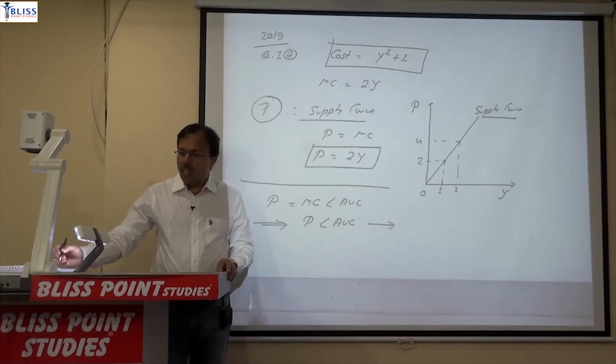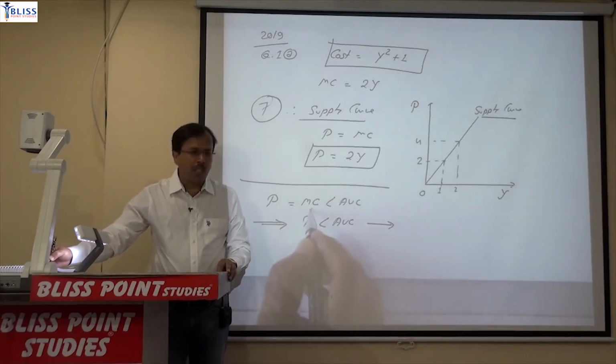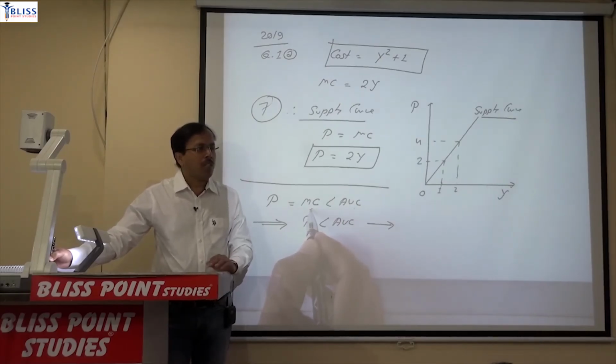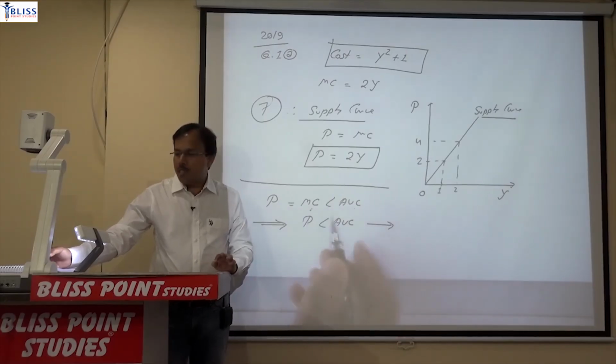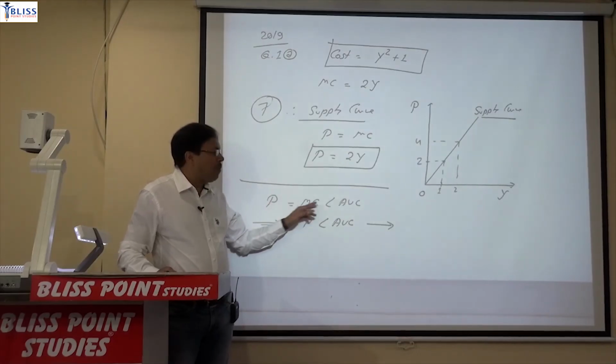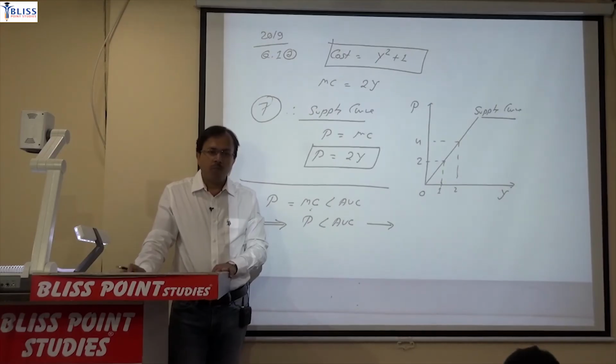So we equate price with MC, but that part of MC which is lower than AVC is never part of the supply curve. Only that part of MC which is above the AVC is the supply curve. Because if it is above, then when you equate price with MC, price will be greater than AVC. Price greater than AVC means there will be operating profit, and the firm will continue to operate.